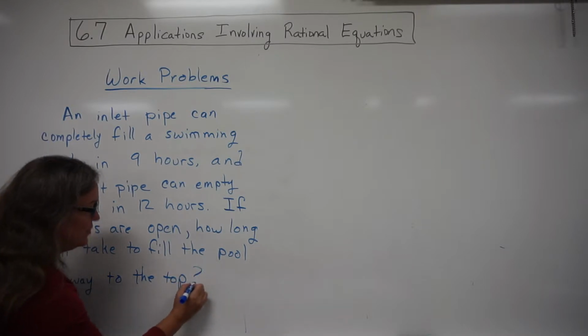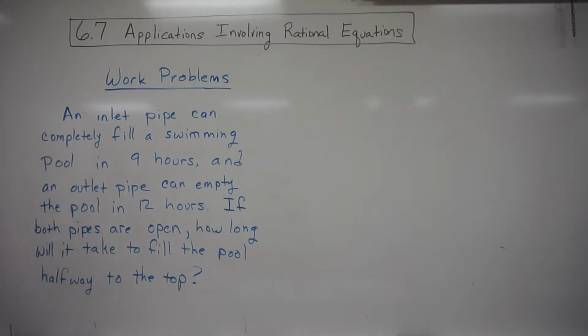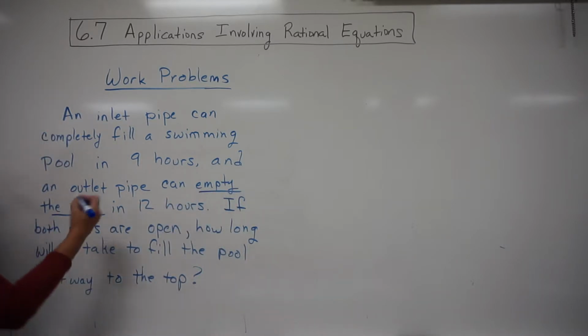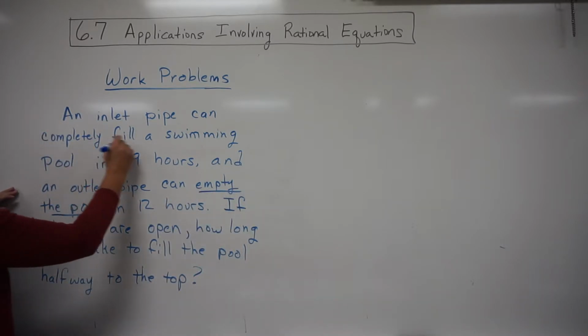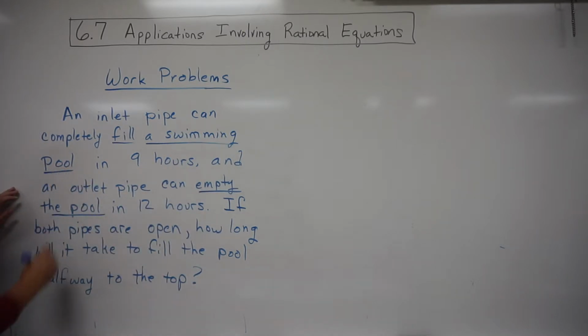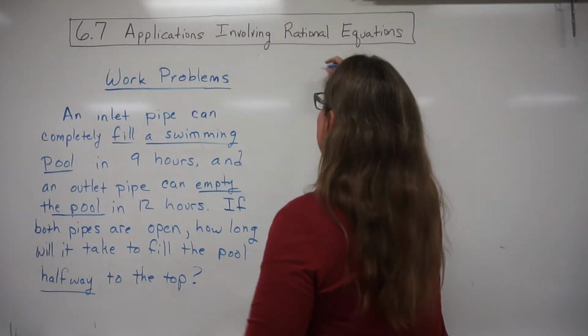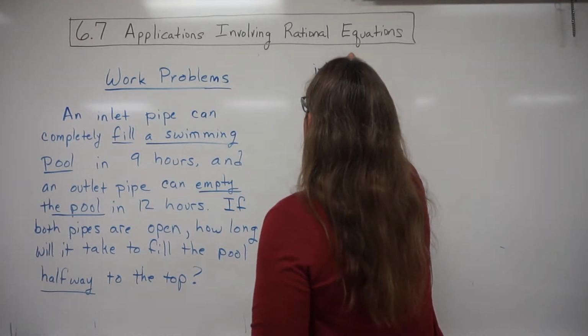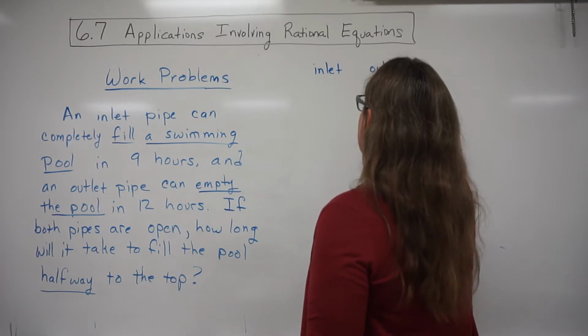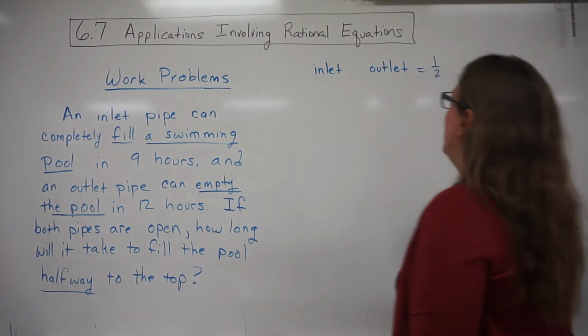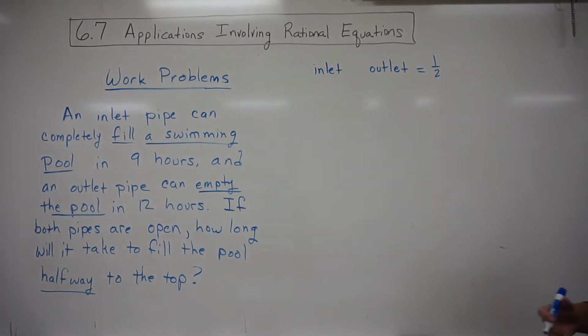So we're actually only doing half of a job. We're not filling the whole pool. So up here, the thing can empty the pool, the whole pool. This one can fill a swimming pool, but we're asking about halfway. So when we combine, inlet and outlet both working, we want the job that's accomplished to be 1/2 of the full job of filling the pool.